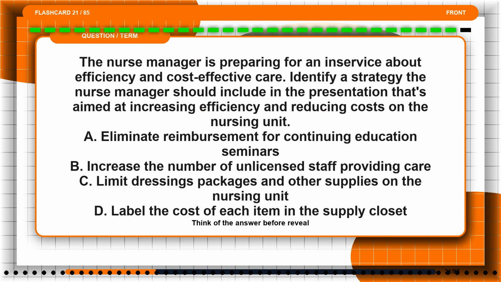Flashcard 21. The nurse manager is preparing for an in-service about efficiency and cost-effective care. Identify a strategy the nurse manager should include in the presentation that's aimed at increasing efficiency and reducing costs on the nursing unit. A. Eliminate reimbursement for continuing education seminars. B. Increase the number of unlicensed staff providing care. C. Limit dressings, packages, and other supplies on the nursing unit. D. Label the cost of each item in the supply closet. Think of the answer before the reveal.